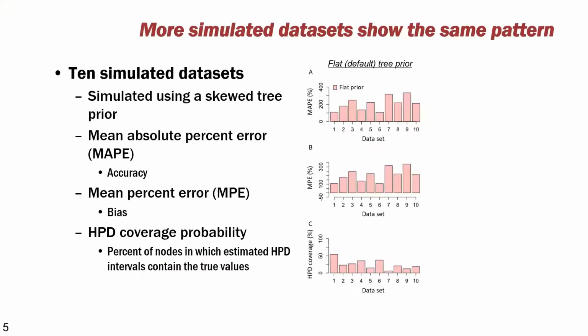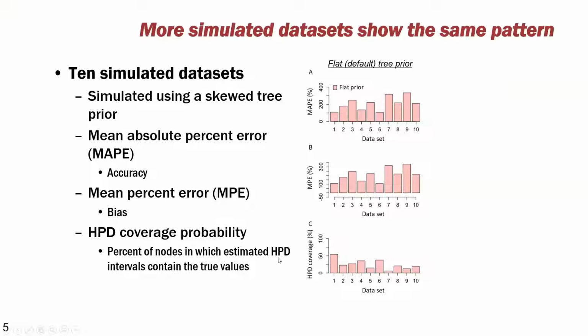Then we simulated more data sets to check whether what we observed here is a special case or not. So we simulated 10 more data sets using a skewed tree prior, and then we calculated the mean absolute percent error, mean percent error, and HPD coverage probability for all the data sets. HPD coverage probability is the percent of nodes in which the estimated HPD intervals contain the true values.